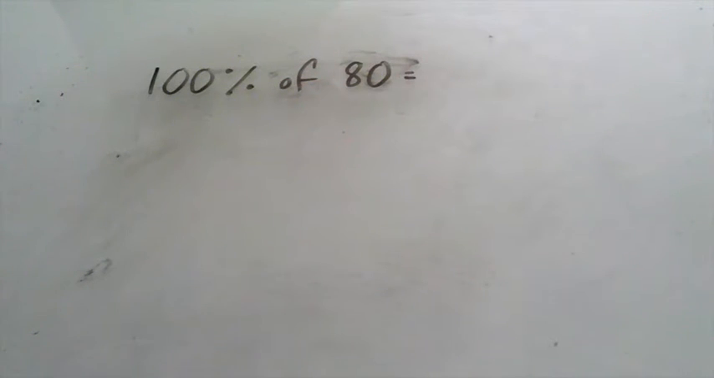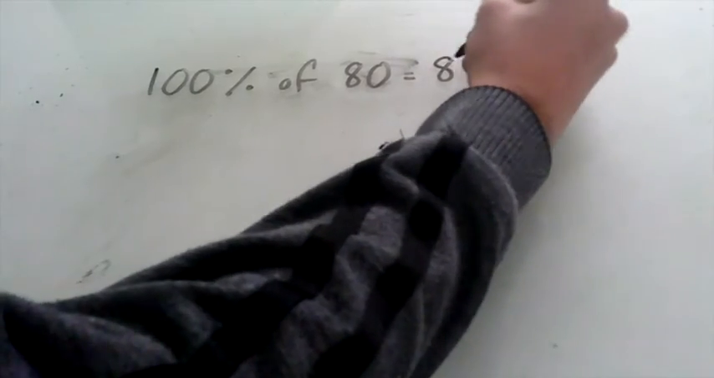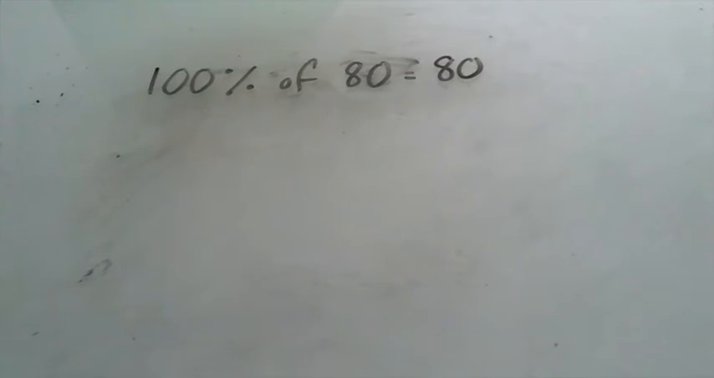We're going to look in this lesson at percentages of amounts. So have a look at this. We've got 100% of 80. So imagine you have 80 Smarties and I eat 100% of them. That means I eat all of the Smarties. So 100% of 80 is 80.